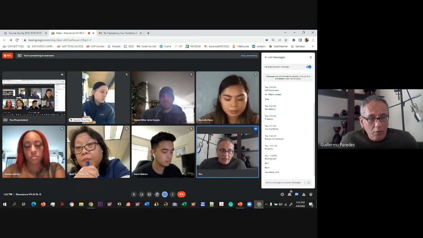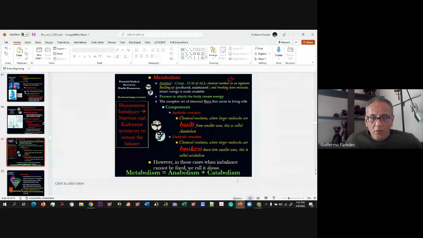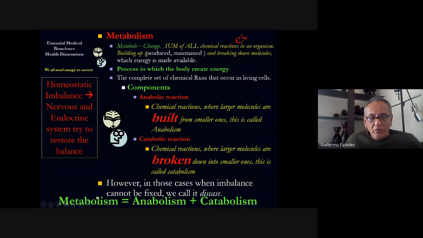Now, there is another way to define metabolism, and this is what I'm going to show you. Metabolism is actually all the reactions that happen in the body. Metabolism is equal to anabolism and catabolism. So there are two definitions you need to remember. Metabolism is how the body produces energy, and the other is that metabolism is anabolism plus catabolism reactions.